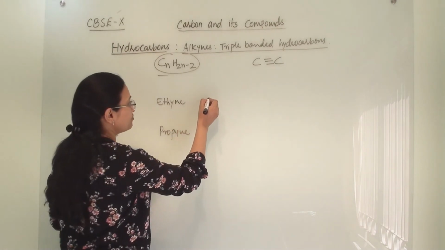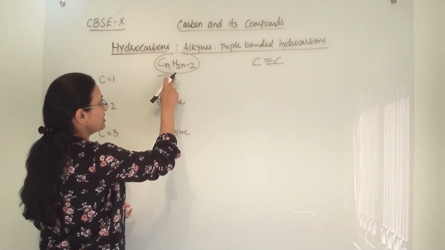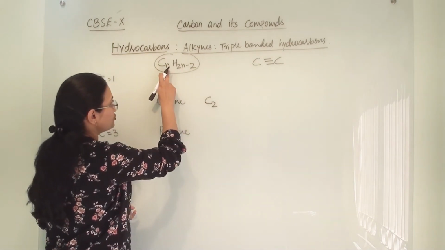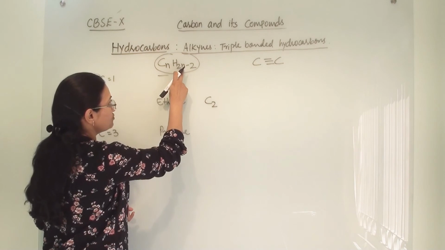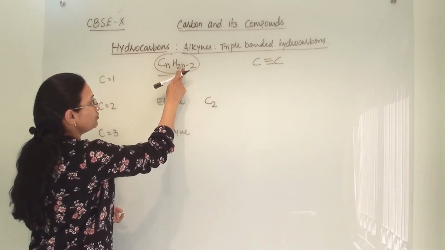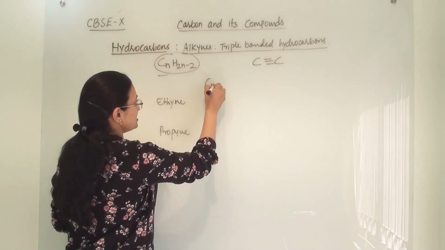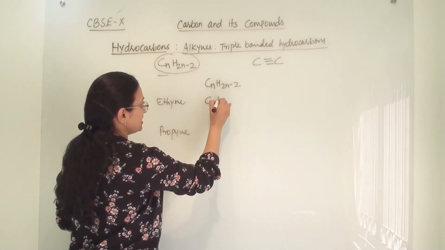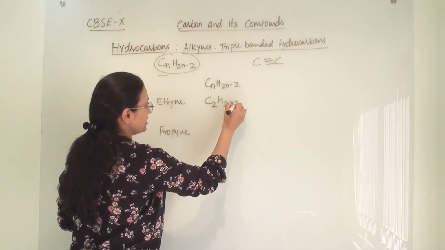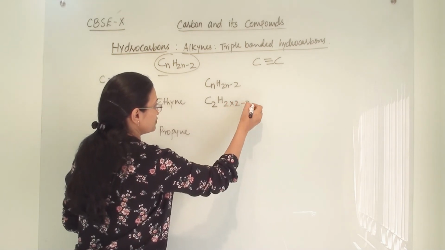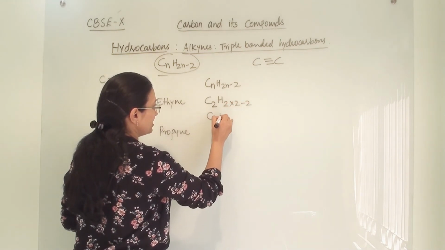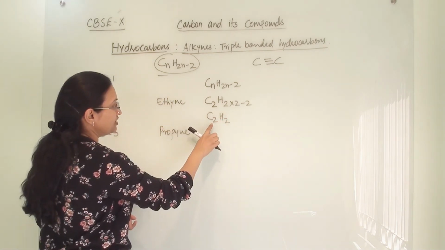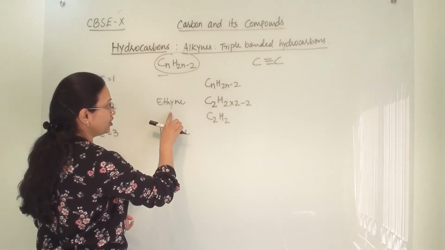So the first member of the alkyne series is ethyne, and it starts from carbon number 2. Now how to write the molecular formula from this homologous series? So C2, n equals 2 we are taking. So 2 into 2 is 4, CnH2n-2, so H2 into 2 minus 2. So it is going to be C2H4 minus 2, H2. So our formula is C2H2 for ethyne.